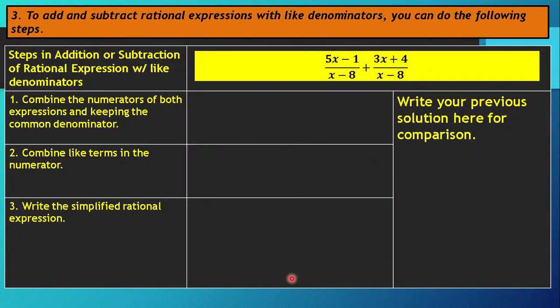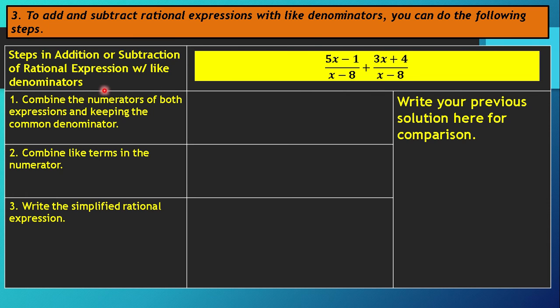For our third example, to add and subtract rational expressions with like denominators, you can do the following steps. Okay, so yung example natin ay like denominators. Ibig sabihin, parehas sila ng denominators. Ang denominators natin dito ay x minus 8, x minus 8. So the same is true with adding or subtracting fractions with the same denominators, just copy the common denominator and perform the operation in the numerator.